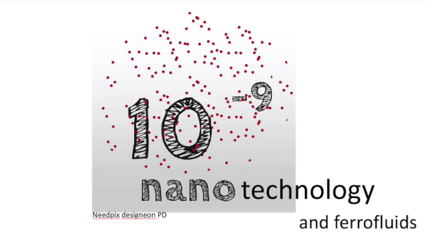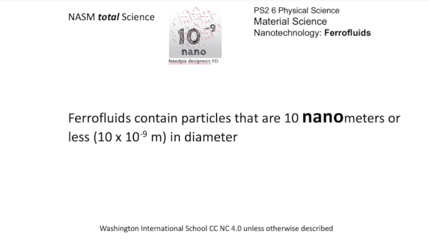We're going to look at nanotechnology, and in particular ferrofluids. Nano is the prefix for 10 to the negative 9 and is approximately the size of, we're looking at most ions, small molecules, and it's the smallness of the particle that makes the application so important. And the ferrofluids contain particles that are 10 nanometers, 10 times 10 to the negative 9, which really should be 1 times 10 to the negative 10, of course.